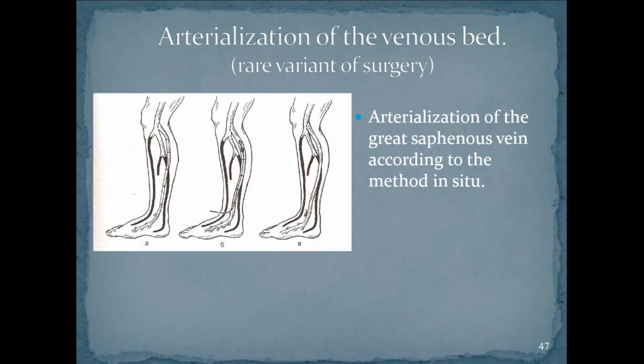What else can we do? Arterialization of the venous bed, a rare variant of surgery. It is the arterialization of the great saphenous vein according to the in situ method. You can see that we sew the tibial artery to the vein, or the popliteal artery to the vein, and it will be the arterialization, or oxygenation, of the veins.